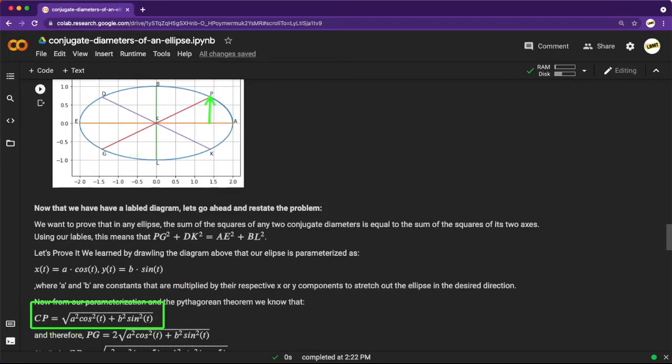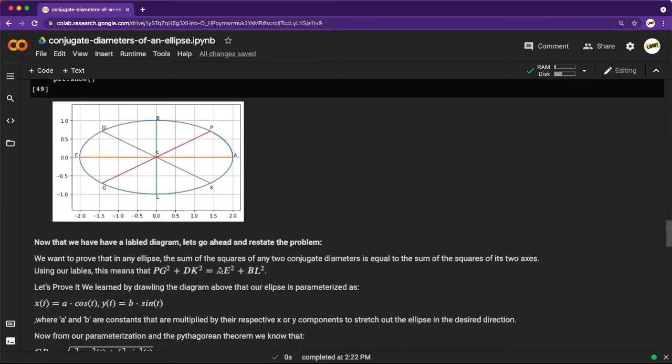And so if we wanted to get this entire length, the entire length from P all the way to G, we know this is all symmetric, so all we have to do is multiply that by 2. So this gives us our next important piece of information here, which specifically is that PG is equal to 2 times the square root of a squared cosine squared t plus b squared sine squared t.